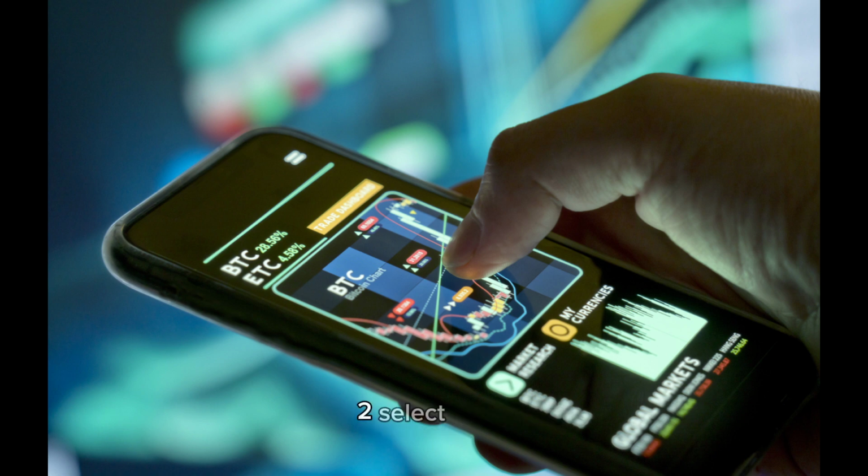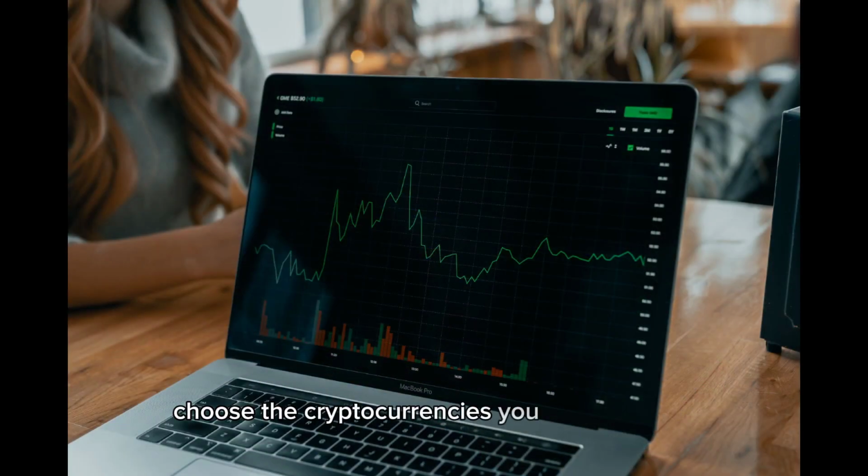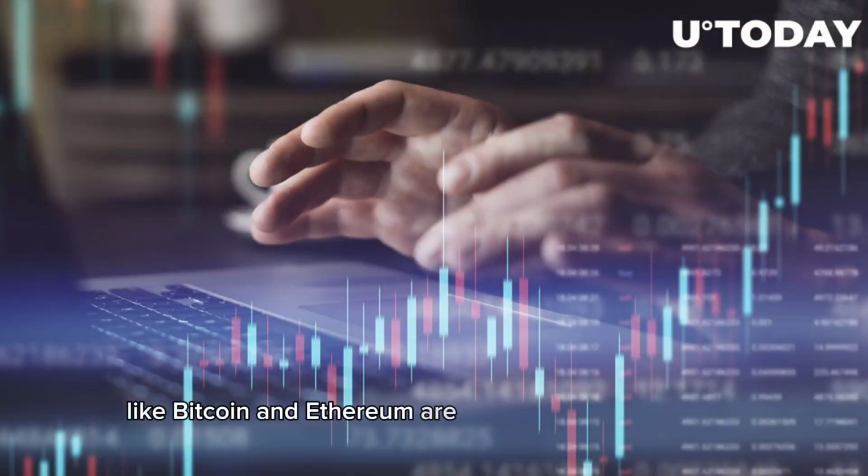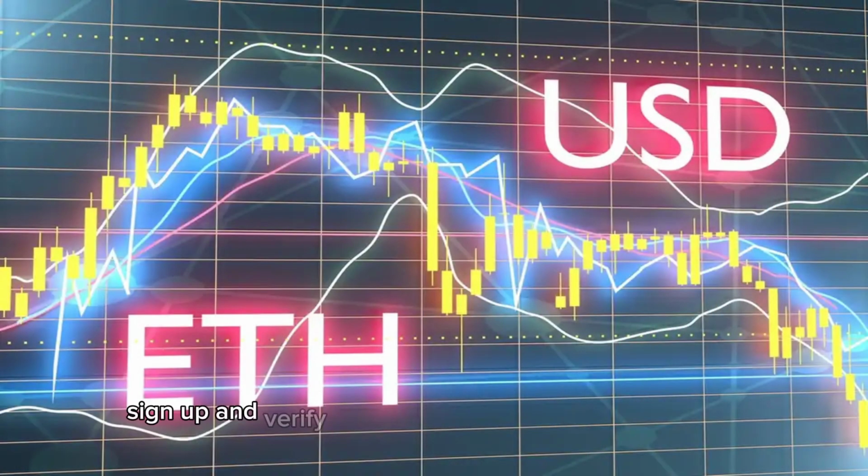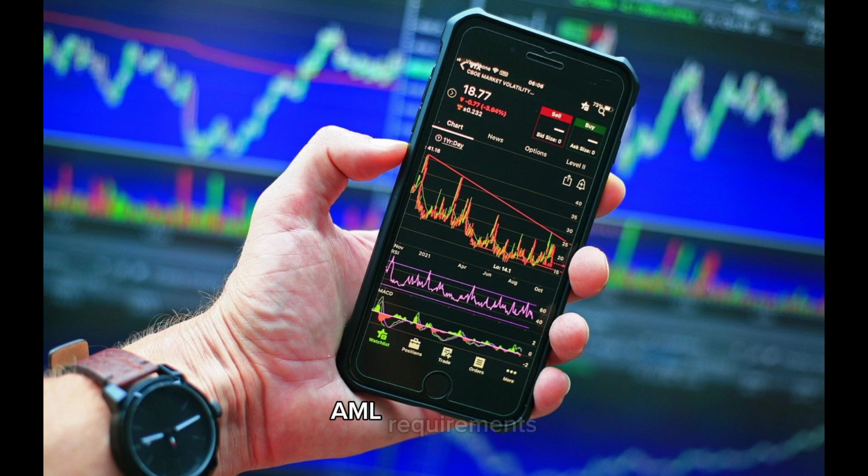2. Select coins. Choose the cryptocurrencies you want to trade. High market cap coins like Bitcoin and Ethereum are often good options. 3. Create accounts. Sign up and verify accounts on the selected exchanges. Ensure you meet KYC-AML requirements.